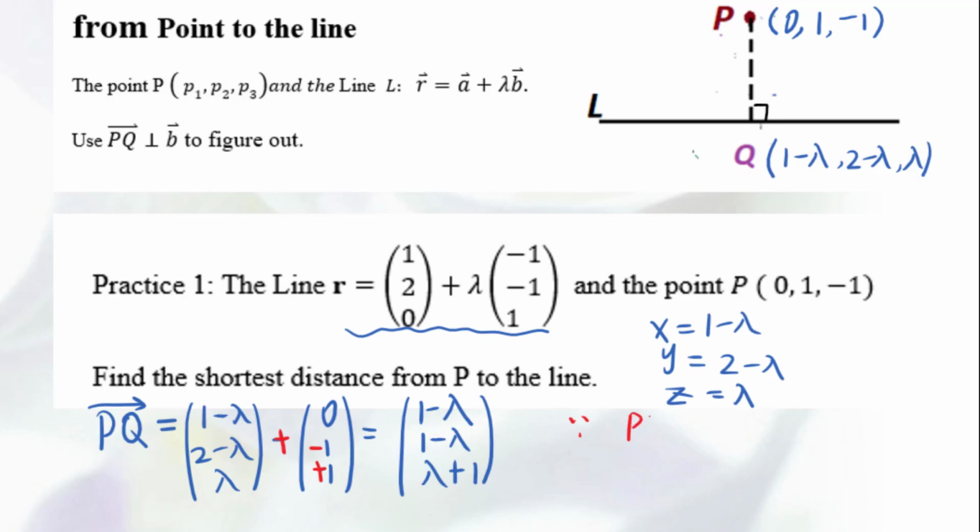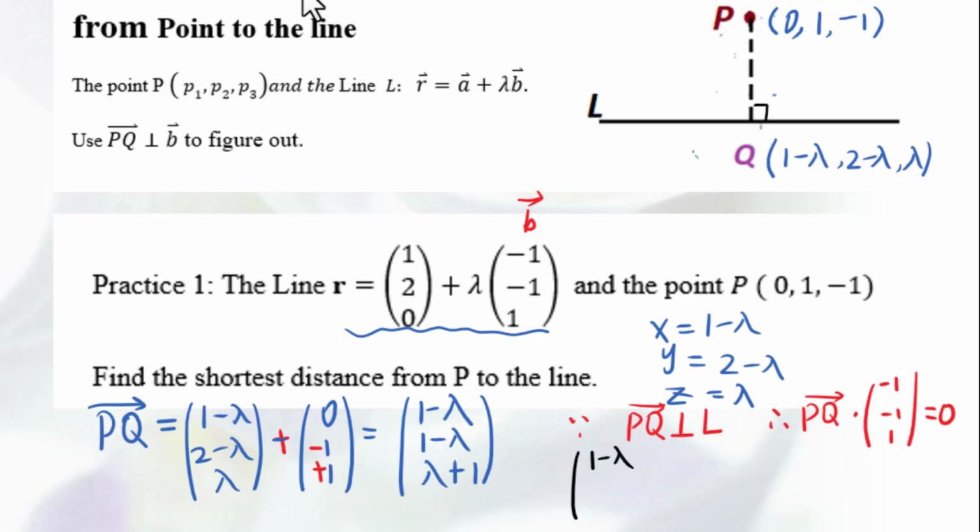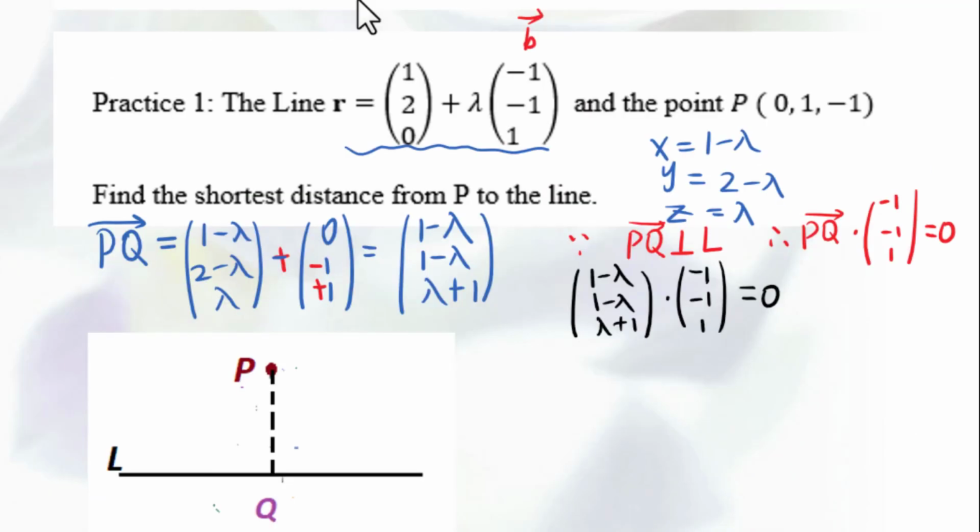Since PQ is perpendicular to L, PQ dot the direction vector, this is a direction vector B, (-1, -1, 1), equals 0. Therefore, (1 minus lambda, 1 minus lambda, lambda plus 1) dot (-1, -1, 1) equals 0.